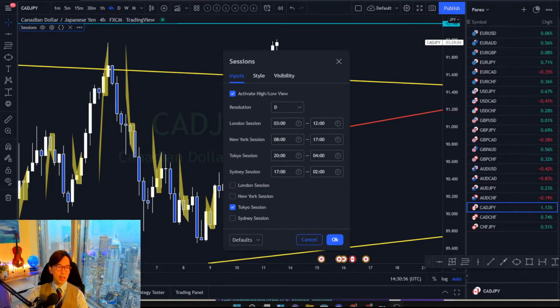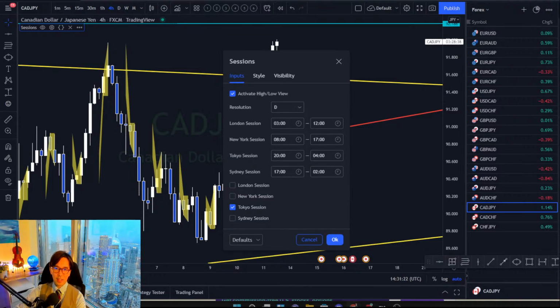And this you can find also in MT4, MT5, and even Forex Tester. There is a sessions indicator. So yeah, you can find it pretty much anywhere. And this is very useful to capture potential trend continuation after the Tokyo breakout on JPY pairs.